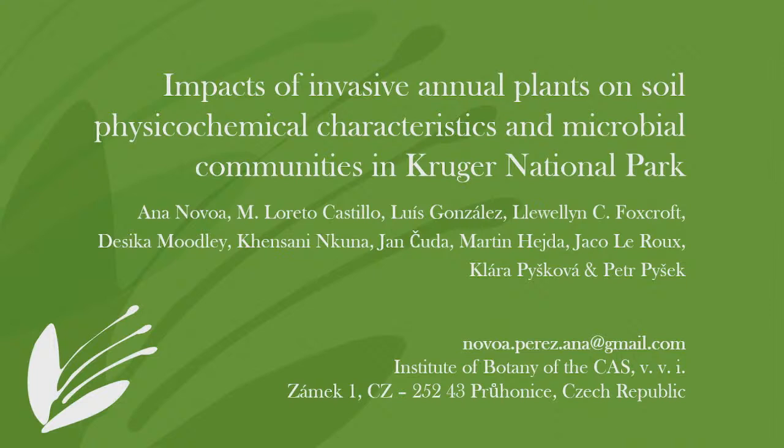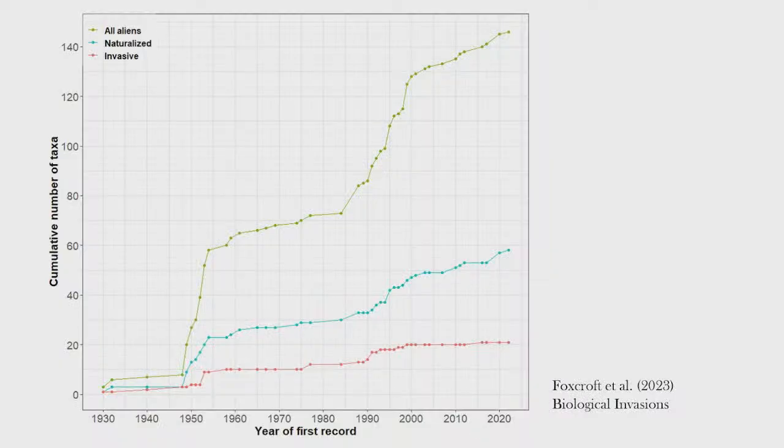Okay, so hello everyone. Thanks a lot for staying here still. I'm Ana Novoa. I'm based in the Institute of Botany of the Czech Academy of Sciences, so I'm part of the same group as Martin and Honza that I already talked about before. And I'm going to continue with the project that they already mentioned, but this time I'm going to be talking about the impacts of invasive annual plants on soil characteristics and microbial communities.